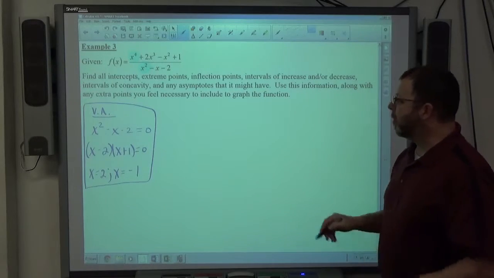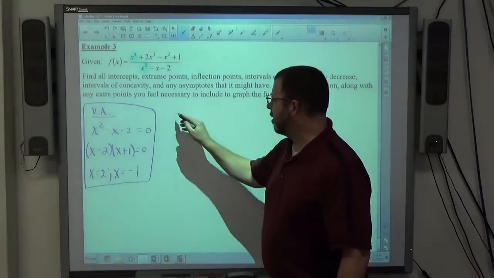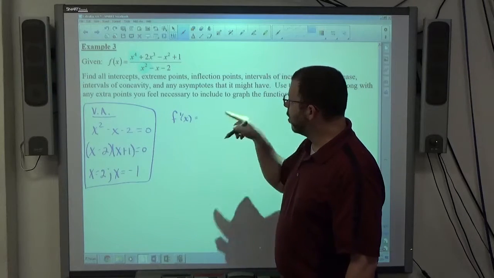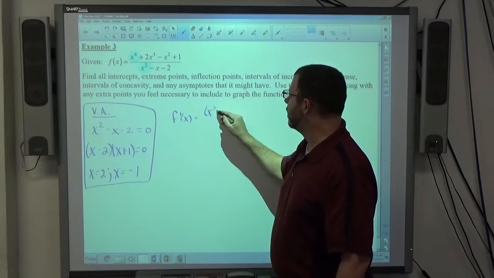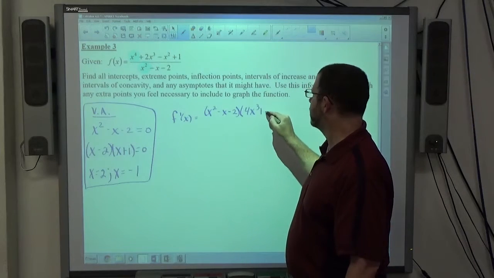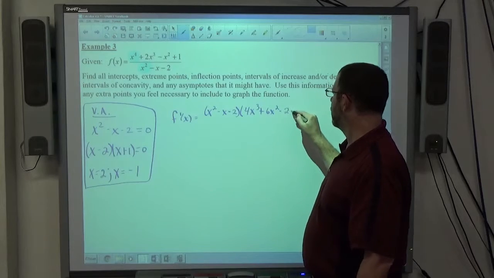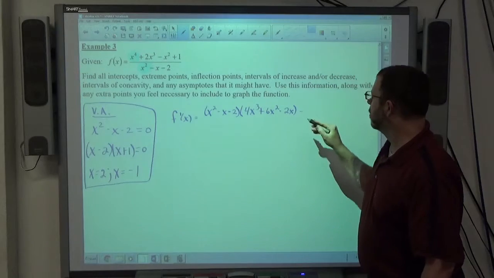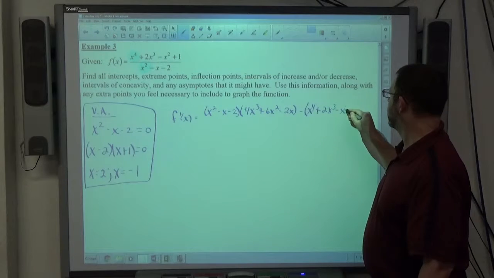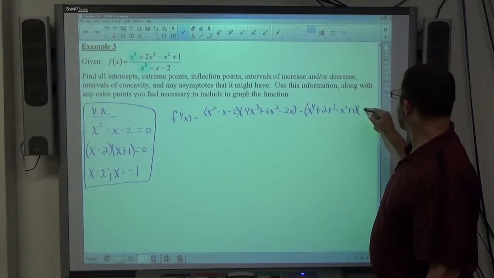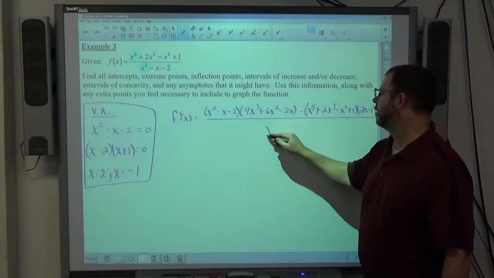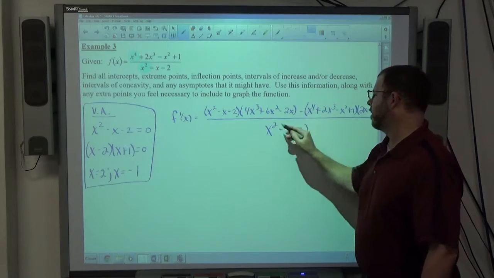If I go f prime of x, and again, this is probably scratch work, f prime of x equals low d high is going to be x squared minus x minus 2. D high is 4x cubed plus 6x squared minus 2x. Minus high d low is going to be x to the fourth plus 2x cubed minus x squared plus 1 times 2x minus 1. Over the square of what's below, that's x squared minus x minus 2 the quantity squared.